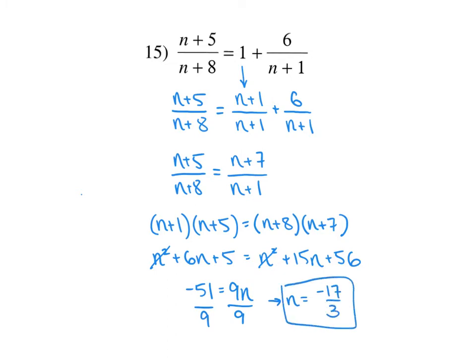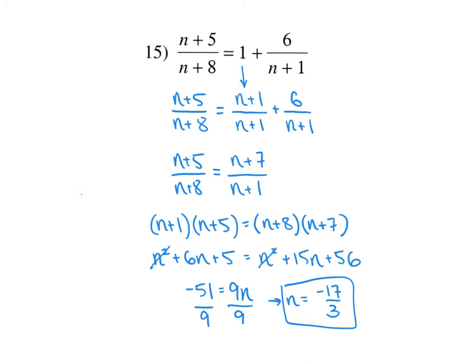One more thing that I wanted to mention was that if we look back at the original equation, I need to note that if I get an answer of n equals negative 8, that actually is not going to work in this problem because this equation is undefined when n is negative 8, because that would make this denominator 0. Similarly, this is undefined when n is negative 1.